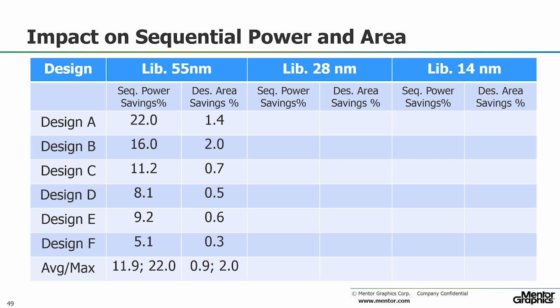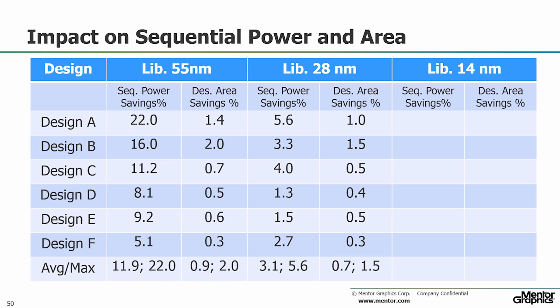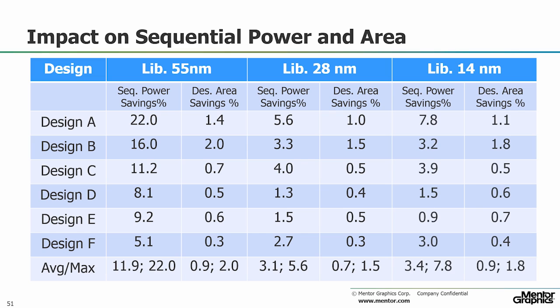We can see that as high as 22% sequential power savings and 2% design area reduction can be realized by reset optimization. Then these are the results with the 28 nanometer and 14 nanometer libraries. Here also, we can see there is significant sequential power and area savings. These are in the range of 2 to 8%. As can be seen, sequential power savings are more pronounced for 55 nanometer process technology. However, they are still quite substantial for 28 nanometer and 14 nanometer.